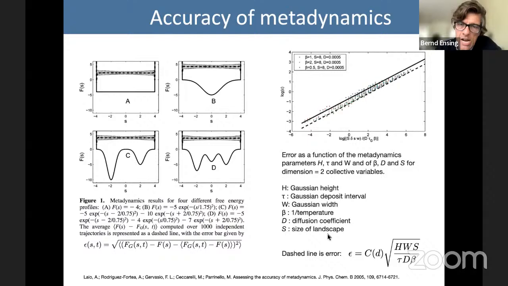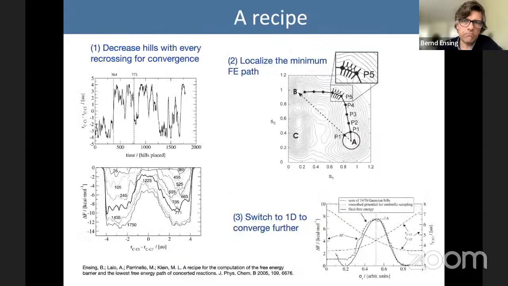So, for example, how large is this free energy landscape that you have to sample? If it's very large, then your error may go up. And also, the diffusion coefficient and the temperature are important parameters. So if the diffusivity of the system is slow, then the error may go up, unless you then also adapt how often you put the Gaussians, right? So this is very nice because it tells you how to parameterize metadynamics.